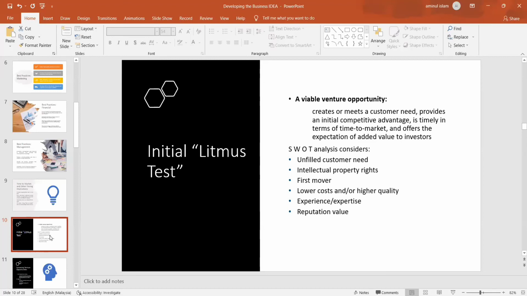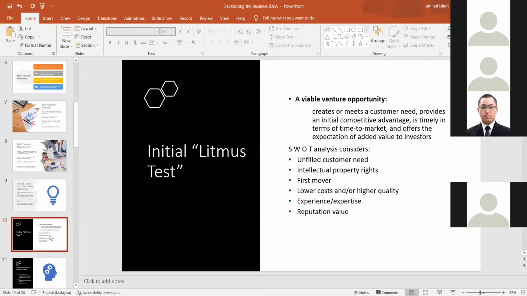So in the litmus test, when we identify the critical factors that may contribute to the success or failure of our venture, we do SWOT analysis, which you are very familiar with, right? Strengths, weaknesses, opportunities, and threats analysis. Strengths and weaknesses are basically internal analysis. Opportunities and threats are external analysis. So we look at internal factors and critically analyze them, and we look at external factors and critically analyze them. That's what makes it a SWOT analysis.